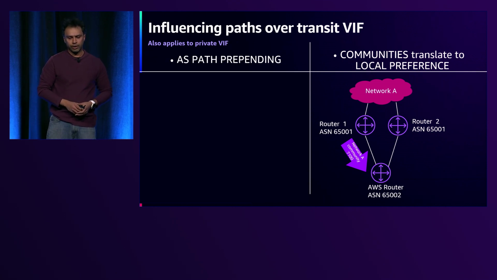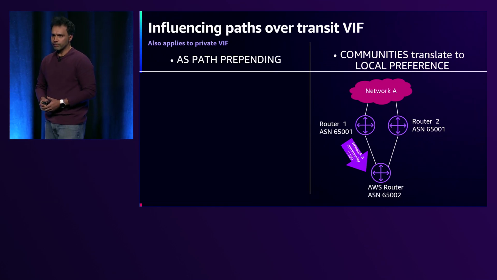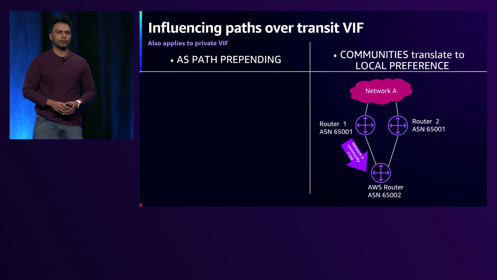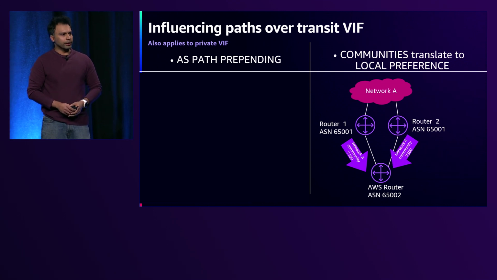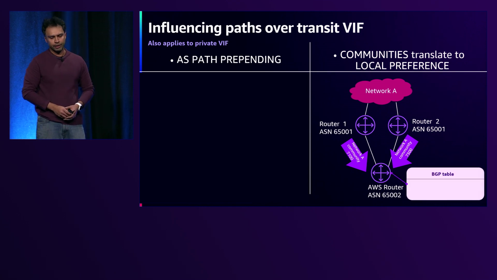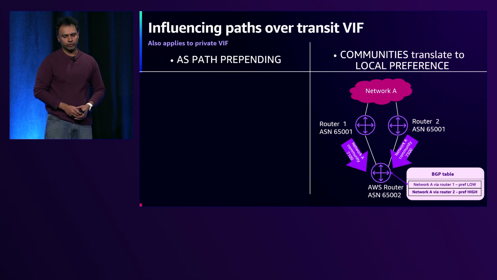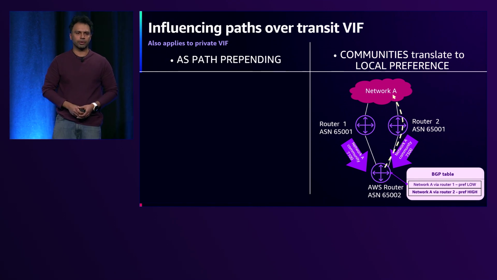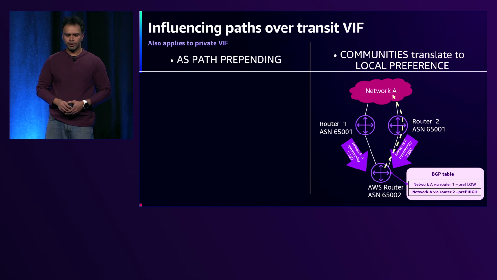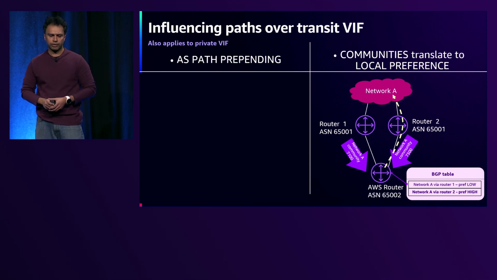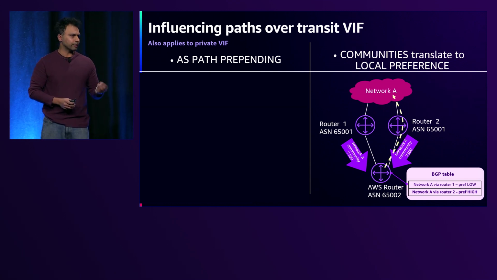On the left-hand side from router 1, you advertise the prefix with a community of 7100, and this translates into a local preference value of low. On the other side, you advertise the same prefix with a BGP community tag of 7300 that translates into a local preference of high. And when you look at the BGP table, this AWS router will always prefer the route on the right-hand side because of the higher local preference. You can look at the AWS documentation to see the exact string that you need to use in the BGP community.